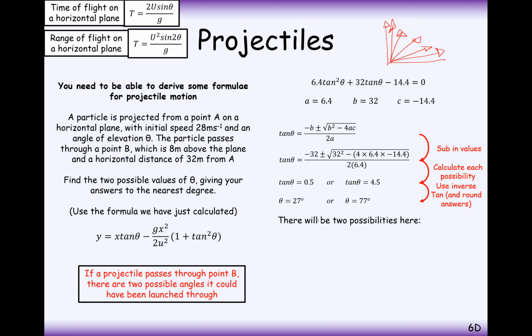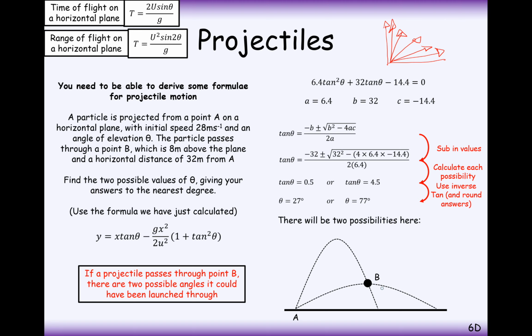So, thinking about why there might be two different possibilities here for it to intersect 8 and 32. Well, if it's looking to intersect this point B here, then it could have intersected point B on the way up, or it could intersect point B on the way down. So that's the reason why we have two values here.